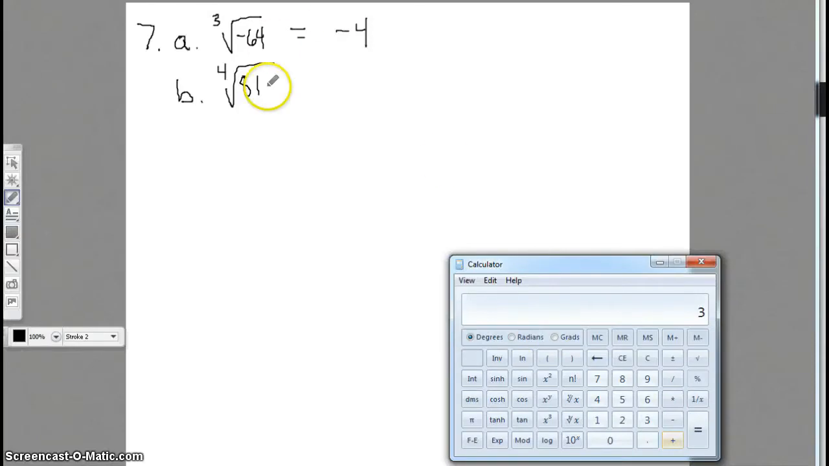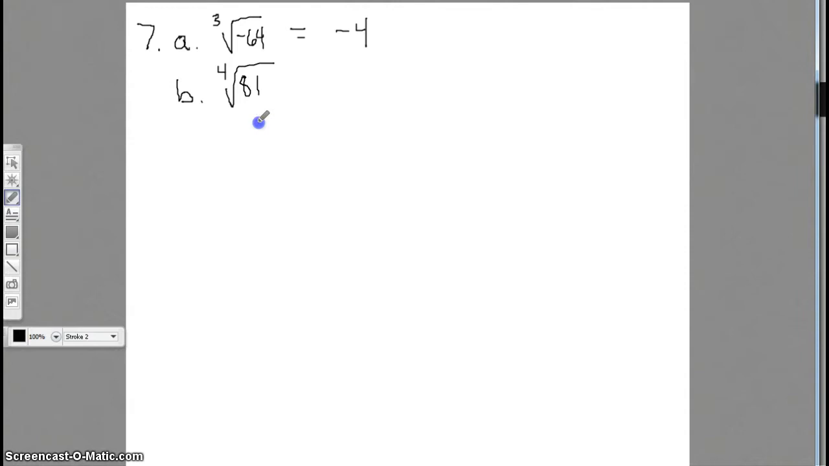So for this, I'll just close that off. For the TI, it's going to be 4, second, x root, then 81 and equals. That's the sequence. On the Casio calculator, it's 4, second, and I think it's actually the same kind of button, 81, and then equals. Okay, so I went and grabbed my Casio calculator to make sure what buttons it has.